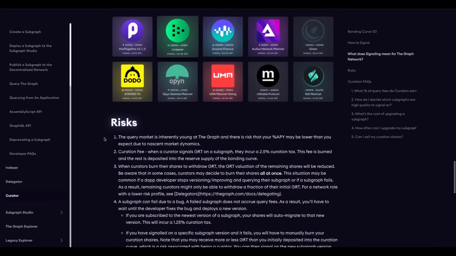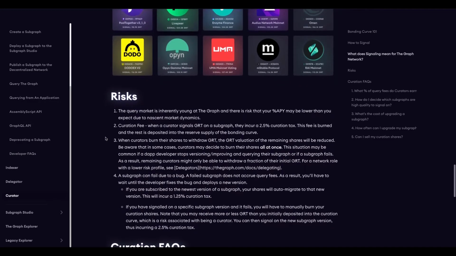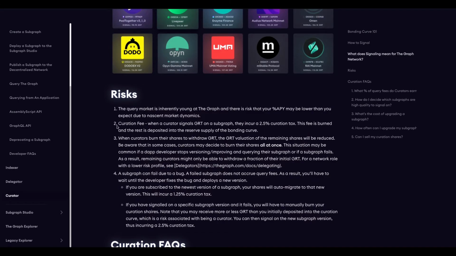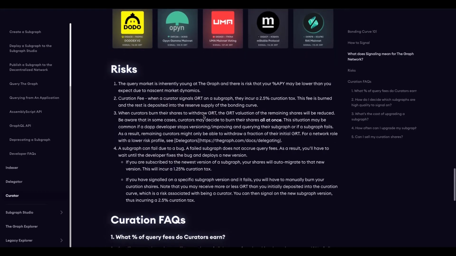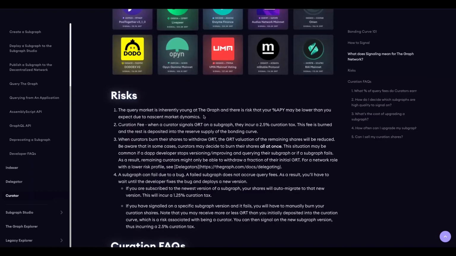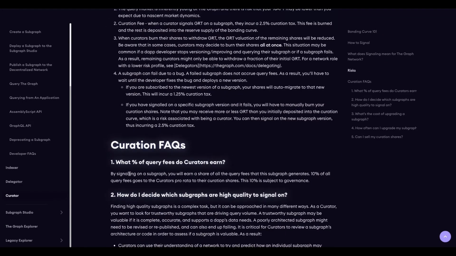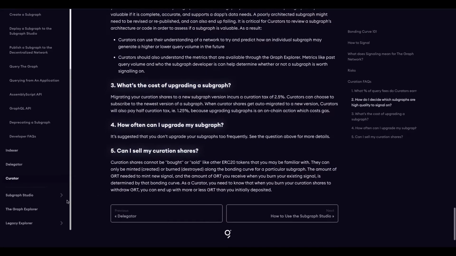the graph protocol. Let's talk about some risk. Curation fee. The query market is inherently young at the graph. There's a risk that your APY may be lower than you expect due to nascent market dynamics. So I'm not gonna go into all of this, but yeah, that's basically what curators do. I feel like we got the important stuff out the way. Let's get into a few extras here.